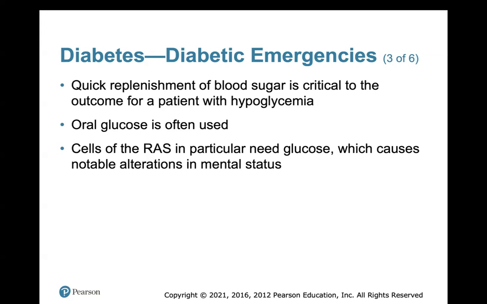The problem there lies in that you cannot give oral glucose to somebody who is unconscious or unresponsive. We don't give anybody anything orally if they cannot swallow, right? And if somebody's unconscious, unresponsive, or severely altered, they do not have the capacity to be able to swallow. All we're going to do is choke them. We're going to create a bigger problem, right?